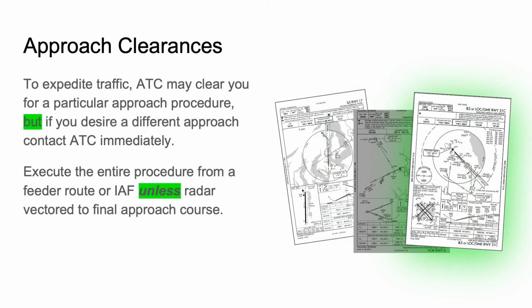ATC will clear you for a specific approach if there's more than one choice. But if you want something else, you can always request it, but do so immediately. You can execute the entire route from the feeder route or initial approach fix unless you're being radar vectored for the final approach course.